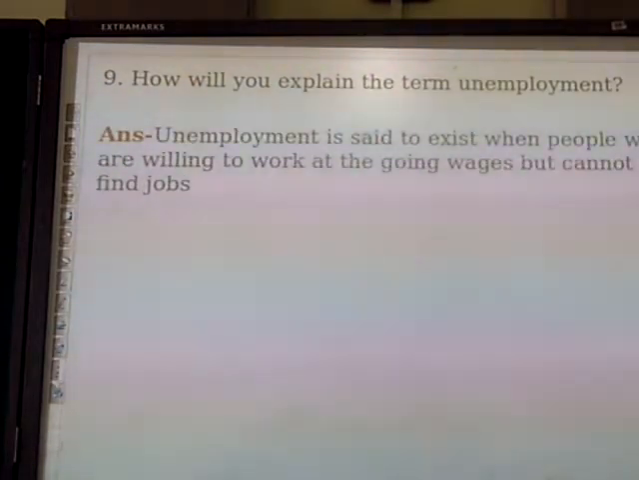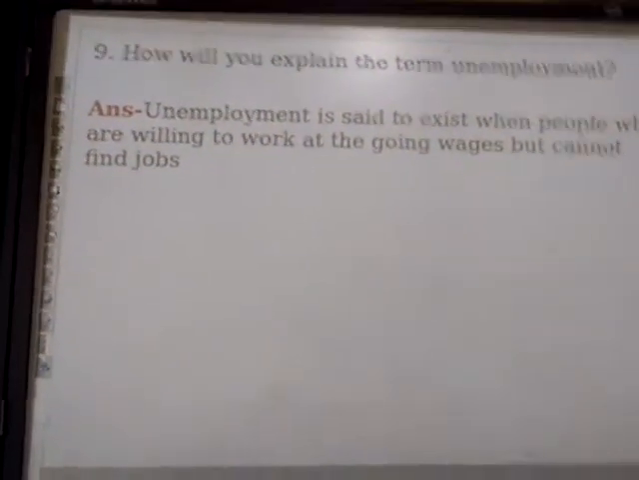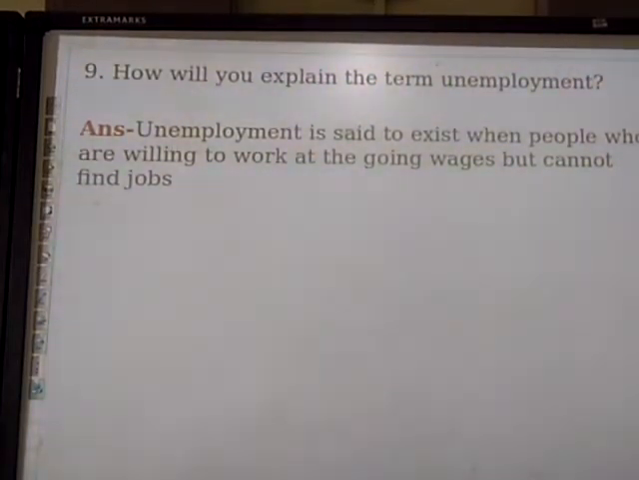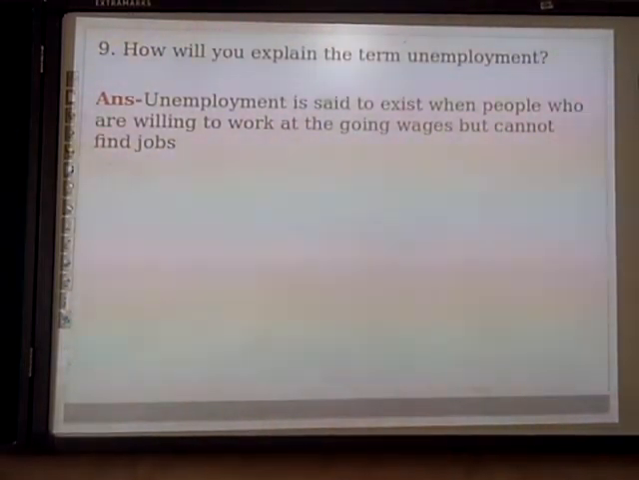Please write the important points. So here, unemployment. So what is unemployment? So here we are seeing what is unemployment. Unemployment is said to exist when people who are willing to work at the going wages but cannot find the job. Next, question number 10.